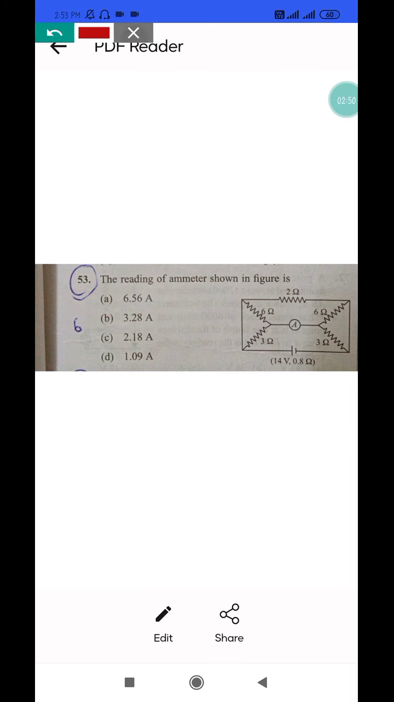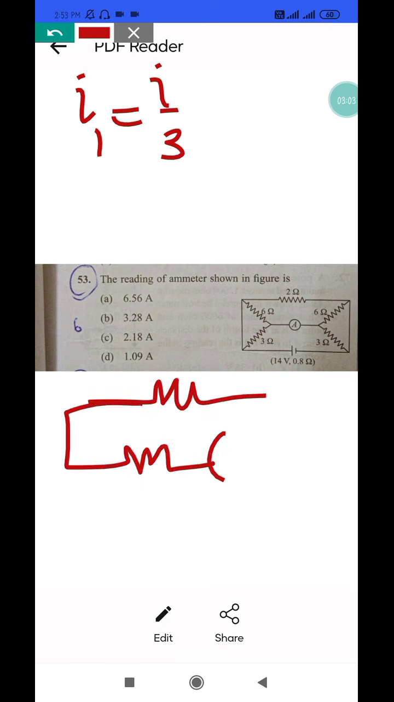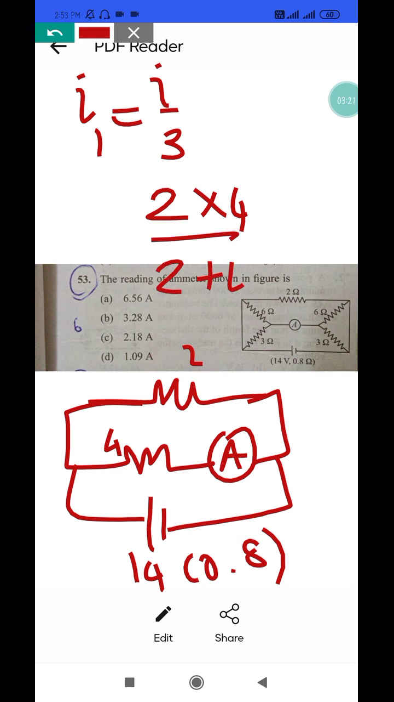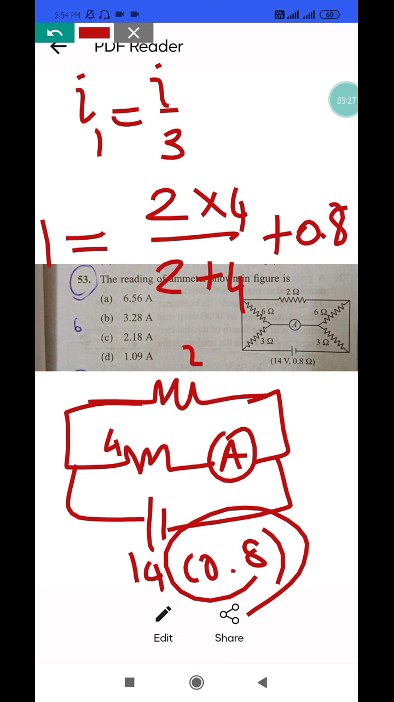Let me erase this. We had the relation I1 is equal to I by 3. In order to find the total current, I am going to find the total or equivalent resistance. Here we have 2 ohm, here we have 4 ohm, already obtained, and here we have a battery, shall we? This is 14 volts with internal resistance 0.8 ohm. Since 4 and 2 are connected in parallel, the total resistance will be 2 into 4 divided by 2 plus 4, plus the internal resistance you have to add, which is 0.8. So this is the R equivalent.